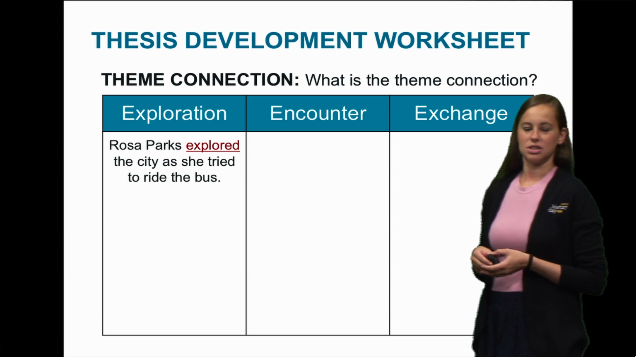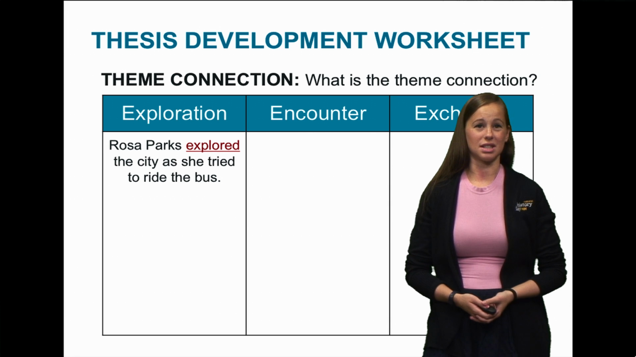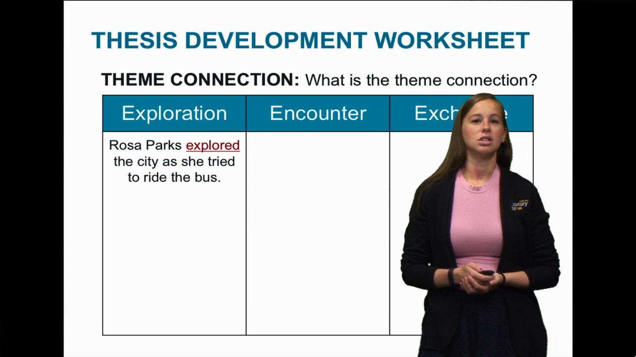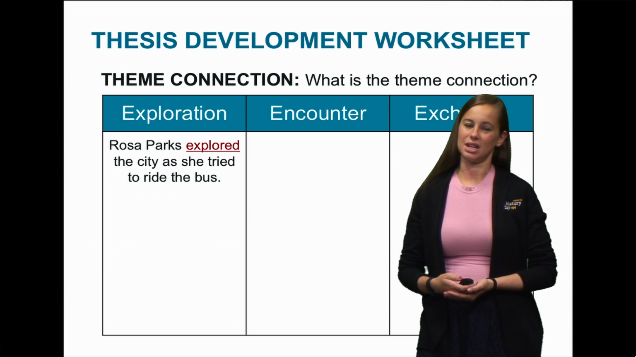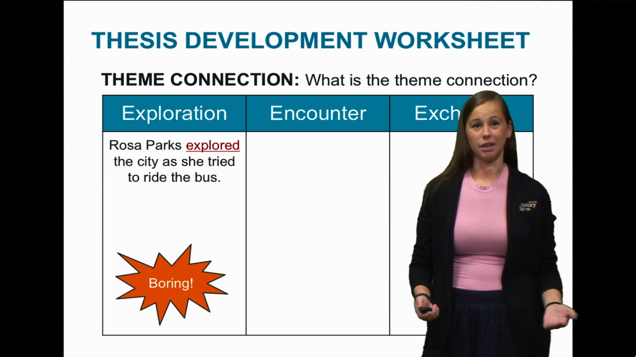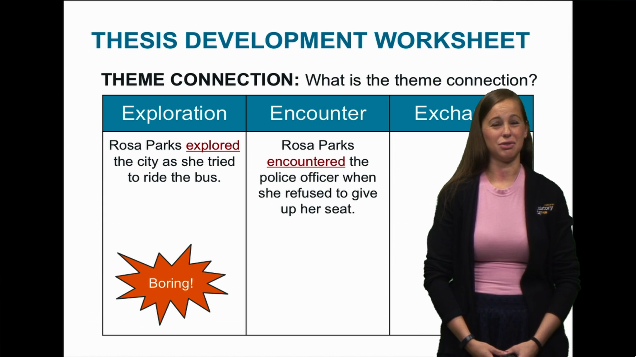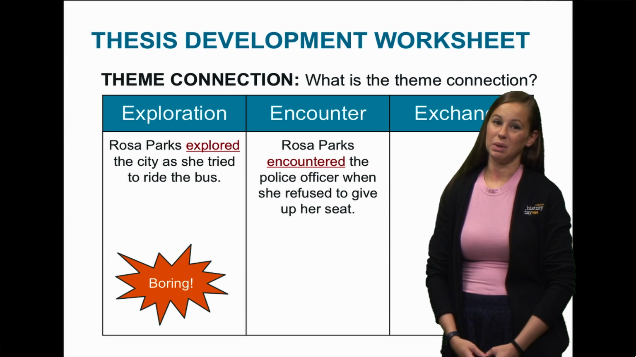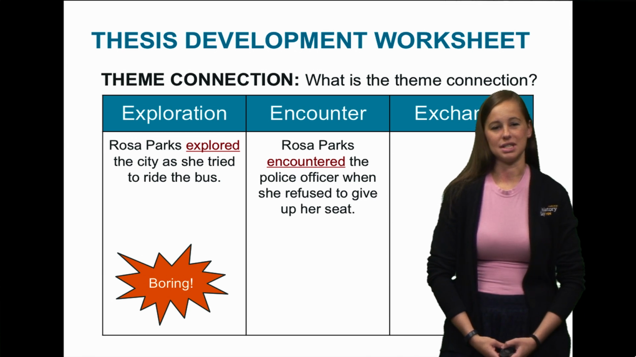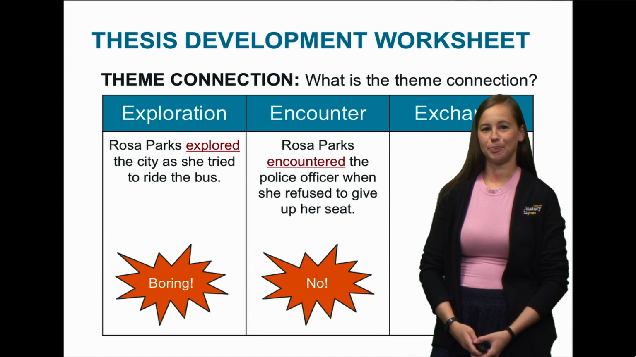So we want to make sure that students are making those meaningful connections, because otherwise we end up with Rosa Parks explored the city as she tried to ride the bus, and that's a pretty weak connection. She probably had done this multiple times before, and it's not going to show us anything significant in history. And it's pretty boring. With encounter, Rosa Parks encountered the police officer when she refused to give up her seat. That's also a pretty weak connection because we know that that was going to happen regardless, so we'd rather see something more meaningful there. So, no.